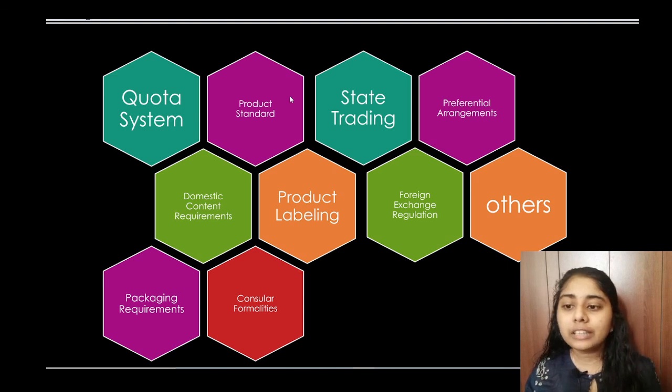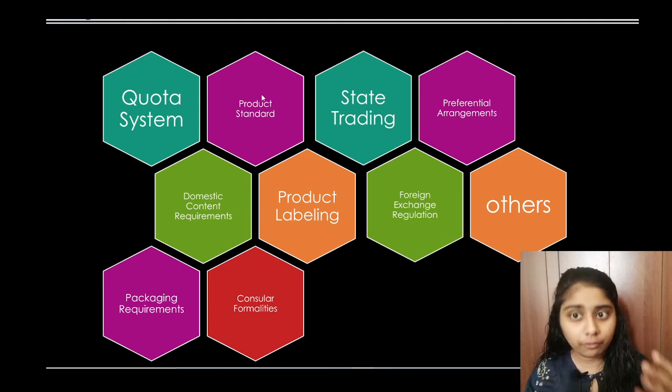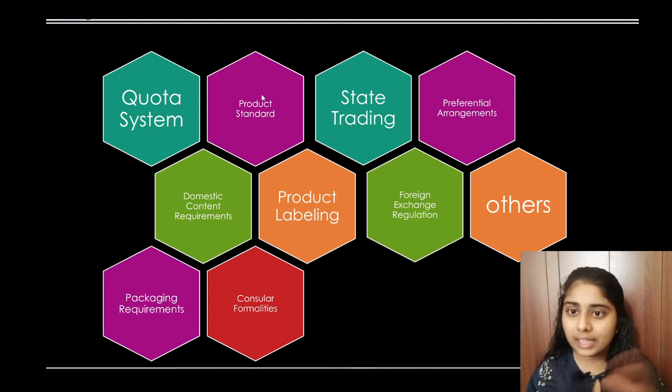Some of the types are the quota system, where we keep a fixed limit on the number of products that can be imported or exported. Then comes product standard, where we keep a standard for the products. Then there will be specific requirements on product labeling and on packaging. Then there will be domestic content requirements. Then we will have some environmental regulation or technical regulation. These are all implemented so that they lessen or reduce foreign trade. So these are the non-tariff barriers.